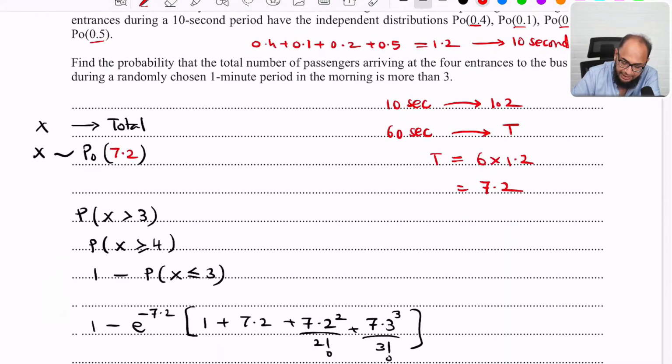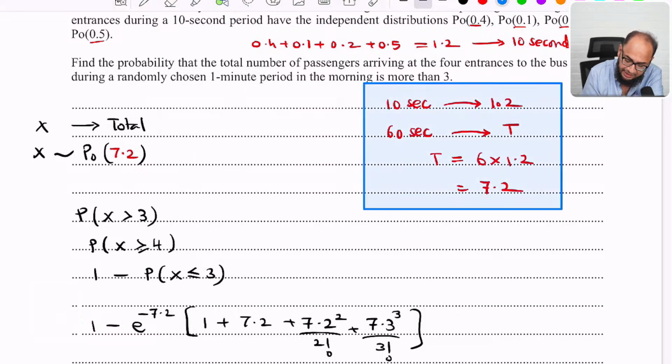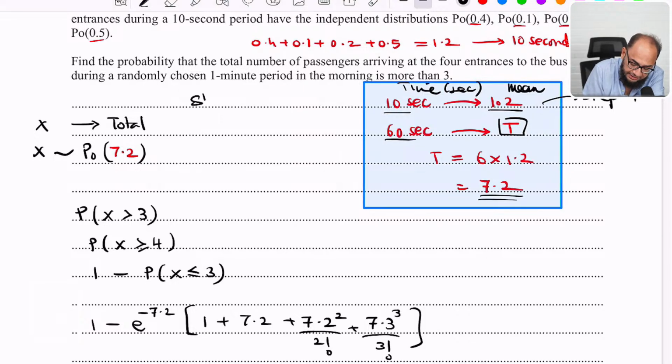The question says, in 10 seconds, let me first make a box out of it. This is step number 1, so let me write over here. In 10 seconds, 1.2 is the mean. This is the time period in seconds, and this is the mean number of occurrences. Therefore, in 60 seconds, it's T, which comes out to be 7.2. Now, this is step number 2, which you see over here. Write down the distribution: probability X greater than 3. So let me write over here: this is 0, this is 1, this is 2, this is 3, this is 4.